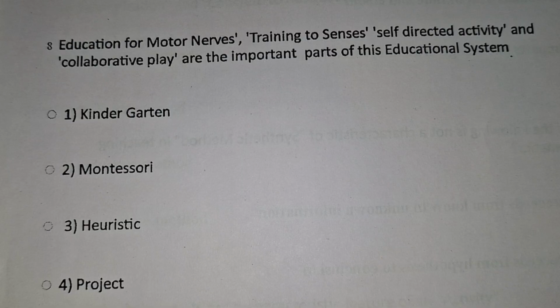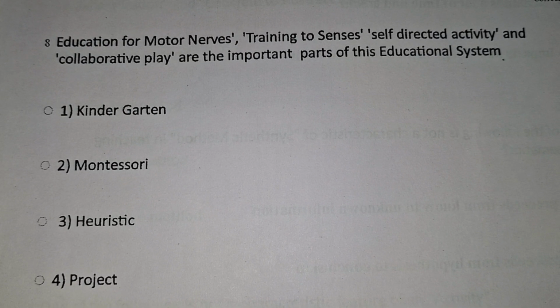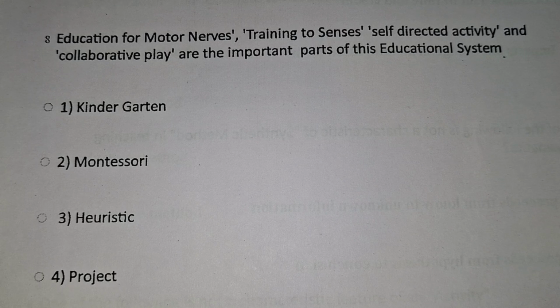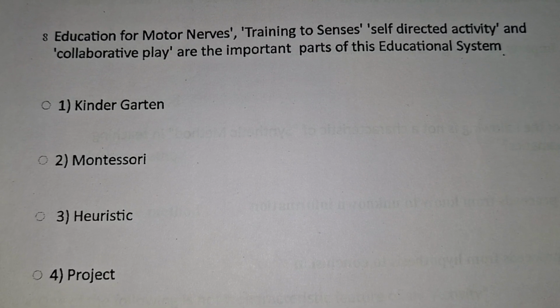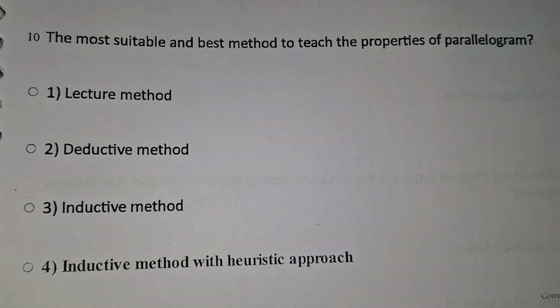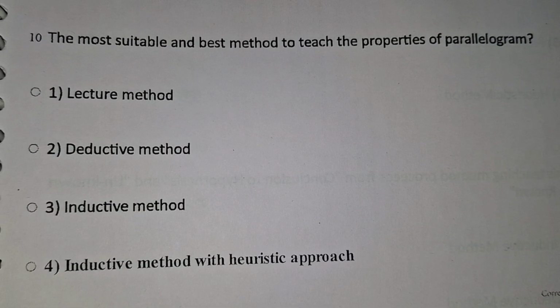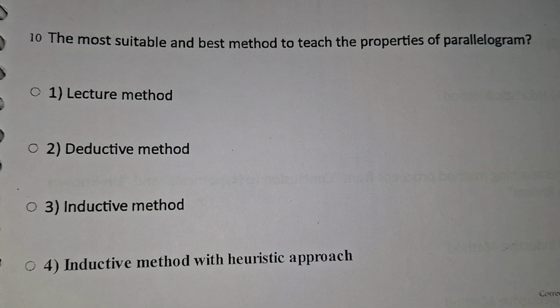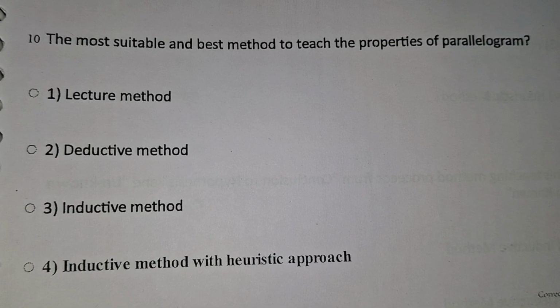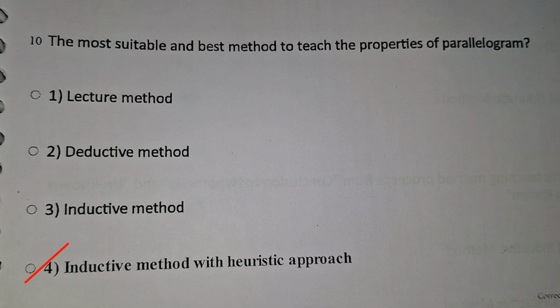Next one, education for motor nerves, training to senses, self-directed activity and collaborative play are the important parts of this educational system. Kindergarten, Montessori, heuristic, project. The answer is Montessori. Next one, the most suitable and best method to teach the properties of parallelogram. Lecture method, deductive method, inductive method with heuristic approach. The answer is inductive method with heuristic approach.